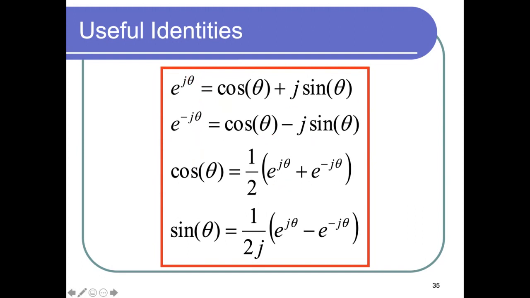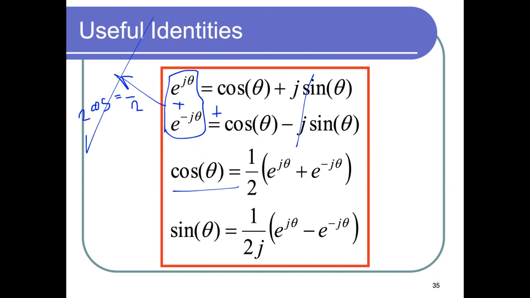Can we prove this? It's easy to show it, right? If I add the first two here, then these two will cancel out. Then we'll have 2 cosine is equal to this guy plus this guy, right? Divide by 2, and you're done. You get this equality. Similarly, you can find this other equality, which states that sine of theta is equal to 1 over 2j of e to the power of j theta minus e to the power of minus j theta. Basically, you subtract the other one from the first one.